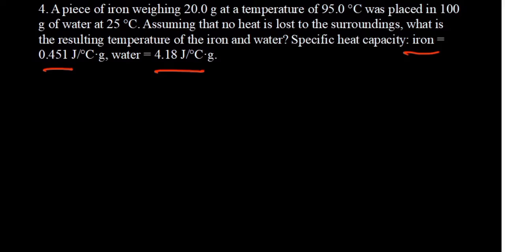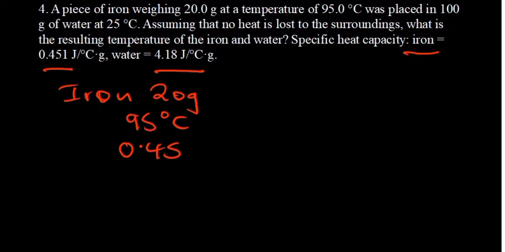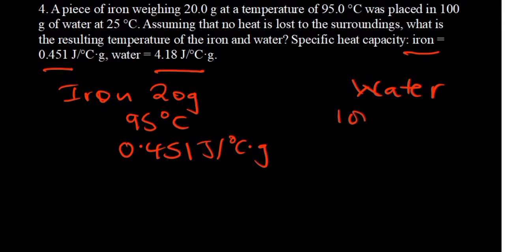So what piece of information have we been given? We've been given the mass. So we'll start with iron. For iron, we've been told the mass is 20 grams. We've also been told the temperature is 95. We've also been given the specific heat capacity, which is 0.451. On the other hand, for water, what have we been given? The mass was 100 grams. The temperature was initially 25. Then the specific heat capacity, which we already know, is 4.18 for water.